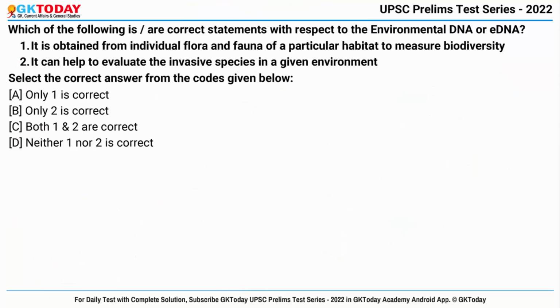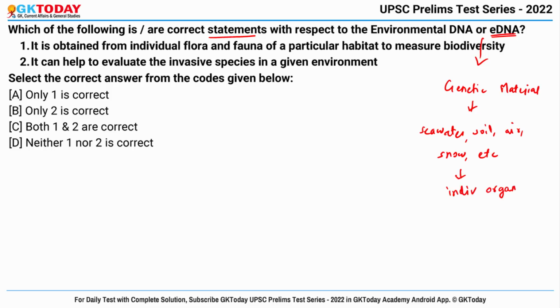Fine. Next question, which of the following are correct statements with respect to the environmental DNA, or you can say eDNA? What is this eDNA? It is actually the genetic material collected from different environmental samples such as seawater, soil, air, snow, etc. instead of from individual organisms.